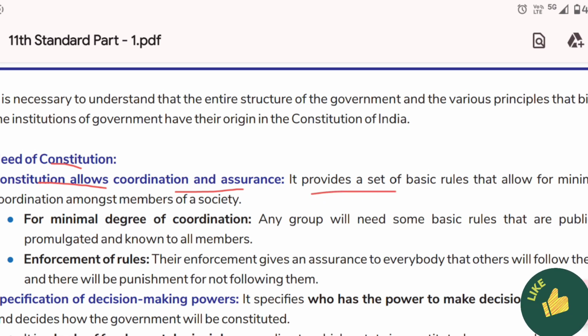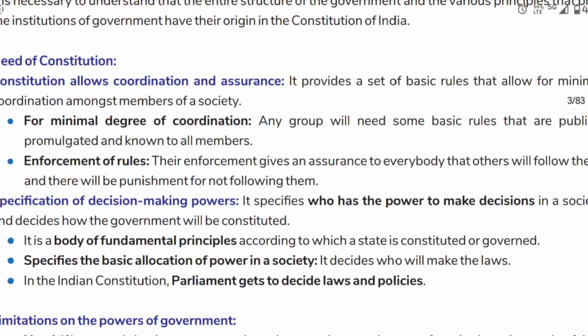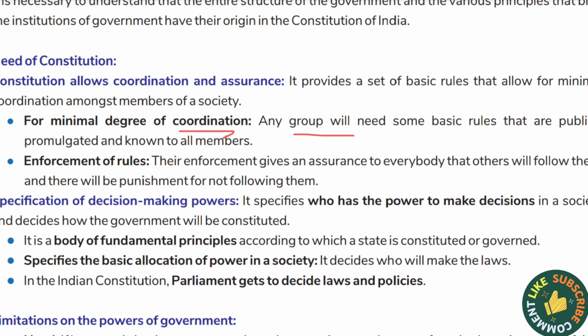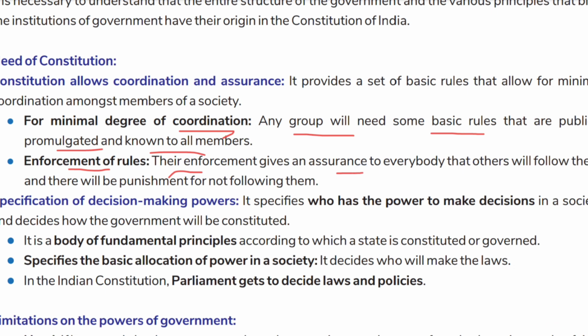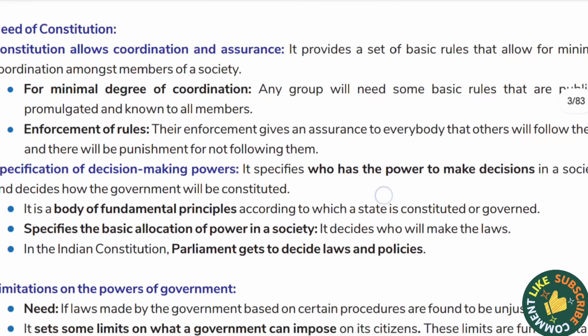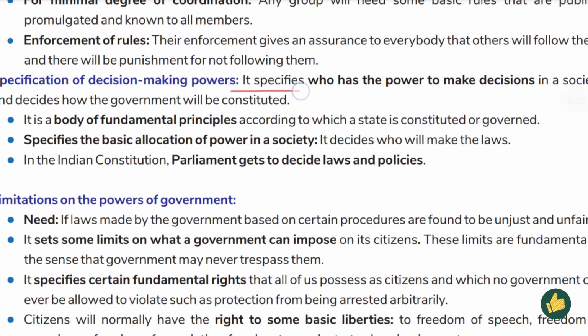The Constitution provides a set of basic rules that allow for minimal coordination amongst members of a society. For a minimal degree of coordination, any group will need some basic rules that are publicly promulgated and known to all members. So, enforcement of rules: their enforcement gives an assurance to everybody that others will follow these and there will be punishment for not following them.